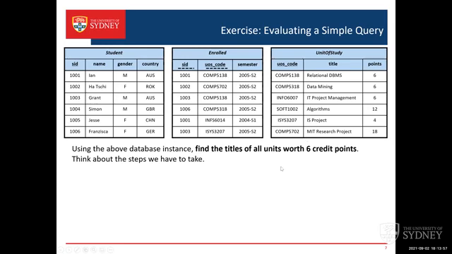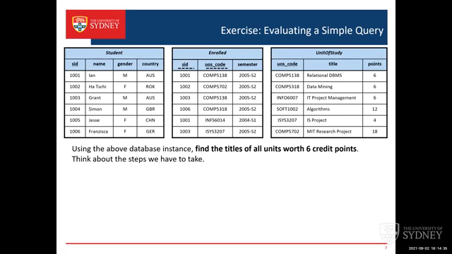When we are writing a simple query, let's say this is the query that we are going to write in relational algebra: find the title of all units worth 6 credit points. Looking into these 3 tables, how many such units should I find? Can you answer? How many units have 6 credit points? Someone said 3. Excellent. So you are saying 3.